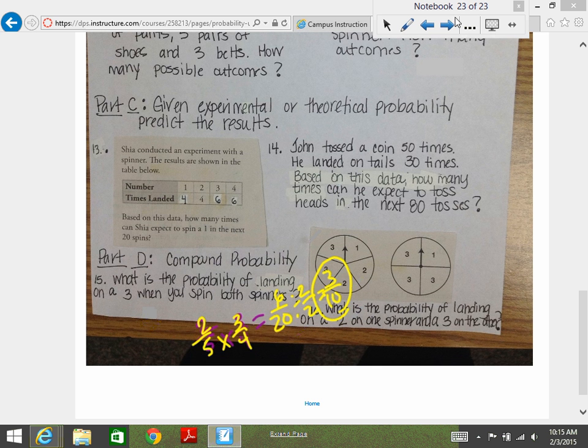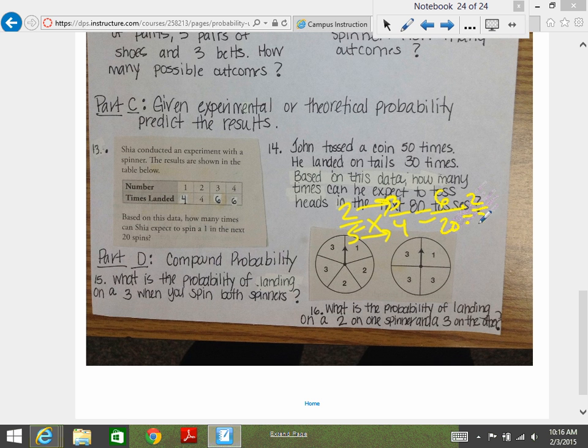30% chance. Okay, next. What is the probability of landing on a 2 on one spinner and a 3 on the other? So what's the probability of landing on a 2 from our first spinner? 2 out of 5. And then landing on a 3 for the second spinner? 3 out of 4. Okay, now 3 times 2 is 6, 5 times 4 is 20, and we can reduce that by 2, and we get 3/10. Any questions? That's your study guide.